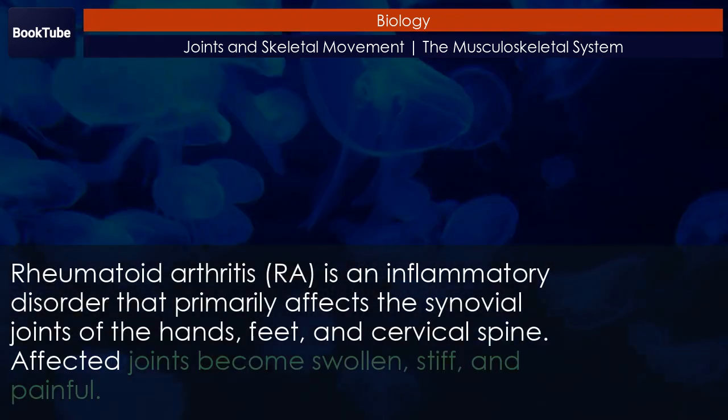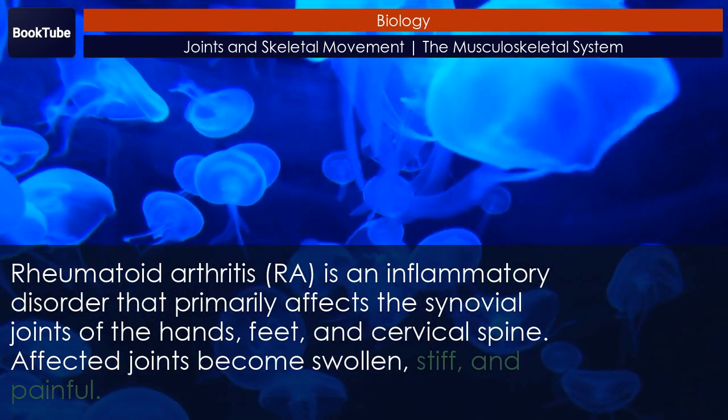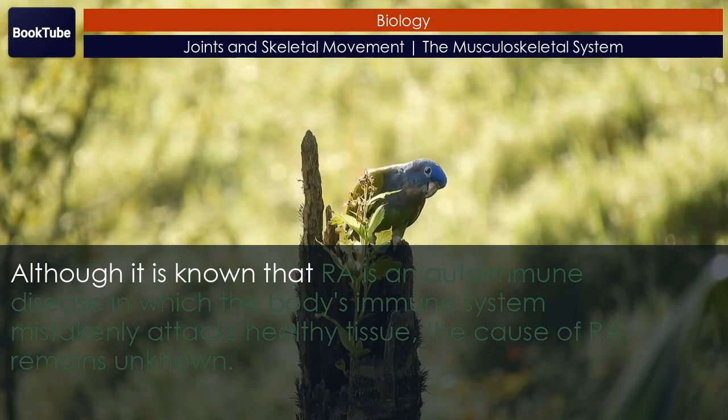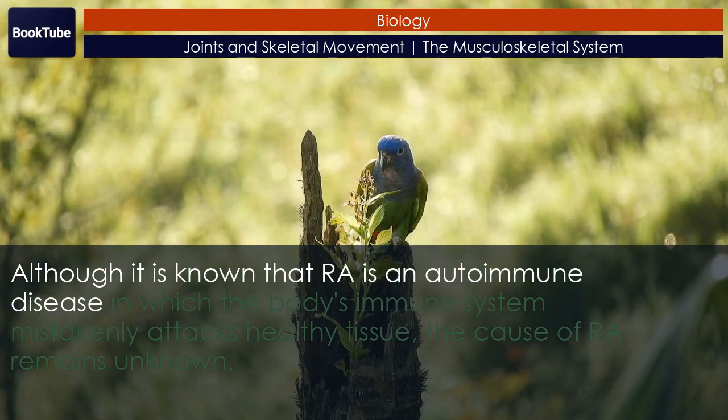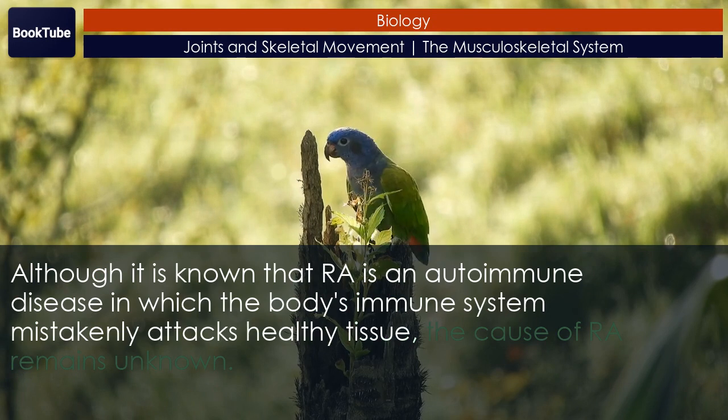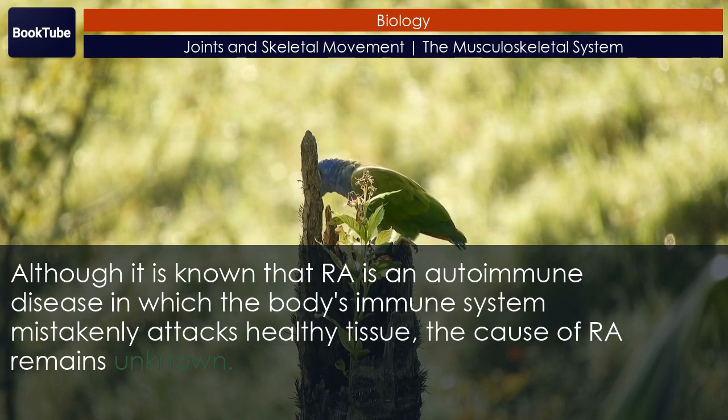Rheumatoid arthritis, RA, is an inflammatory disorder that primarily affects the synovial joints of the hands, feet, and cervical spine. Affected joints become swollen, stiff, and painful. Although it is known that RA is an autoimmune disease in which the body's immune system mistakenly attacks healthy tissue, the cause of RA remains unknown.